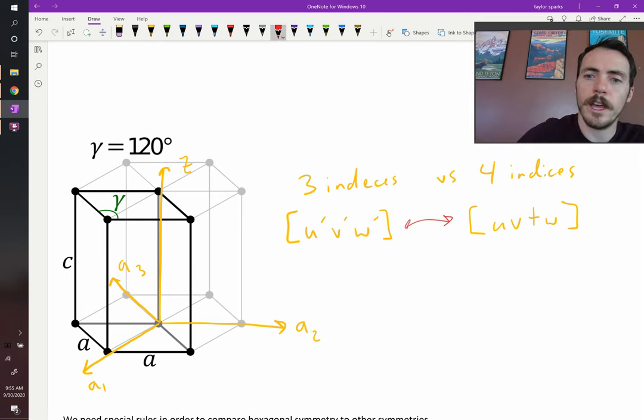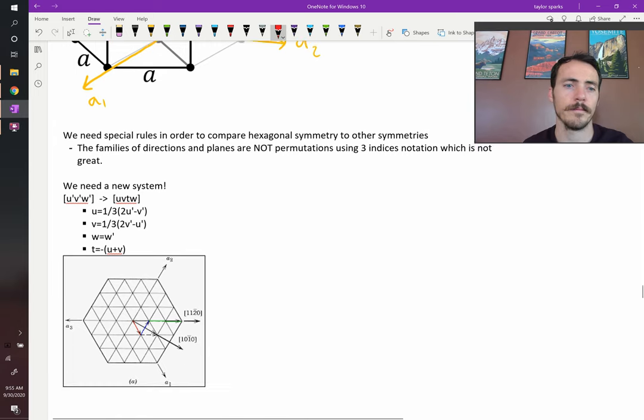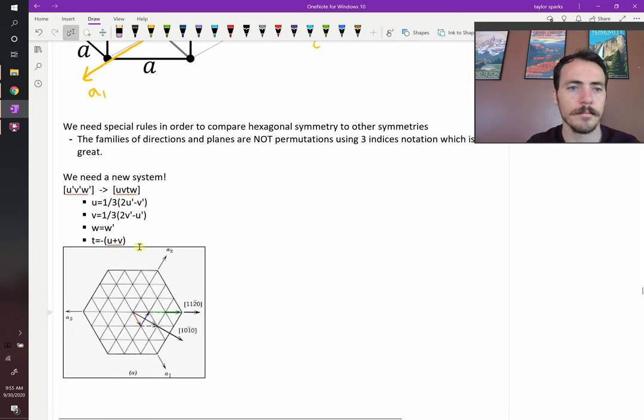Fortunately, we have a way to convert back and forth between these two. Here's the formula. The formula says that u must be equal to 1/3 times the quantity of 2u' minus v', where again u', v', and w' are the values from the three indices Miller index system. v is going to be 1/3 times the quantity of 2v' minus u'. w is simply equal to w'. And t is equal to the negative of u plus v.